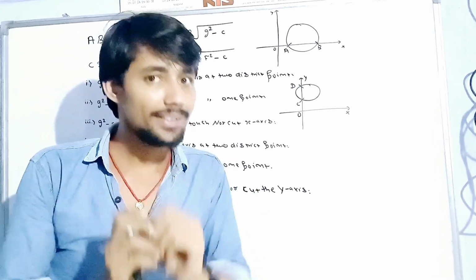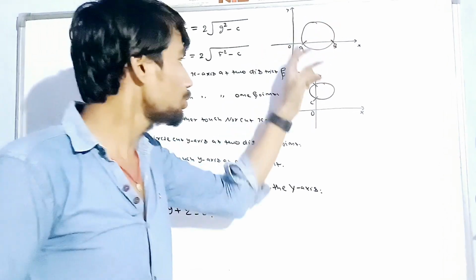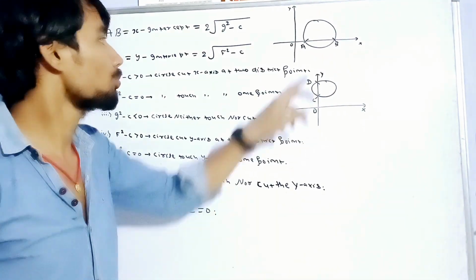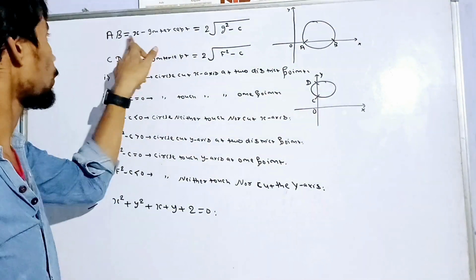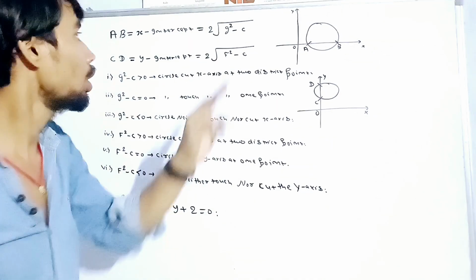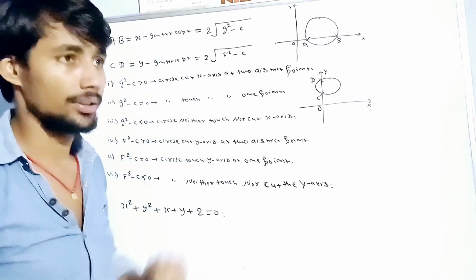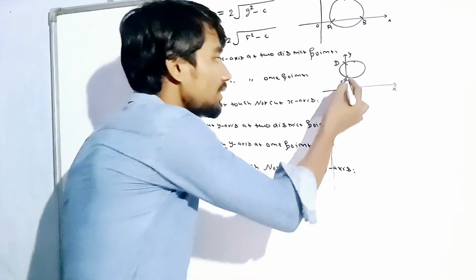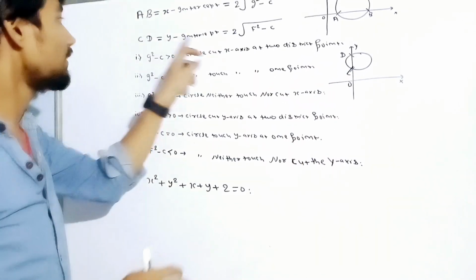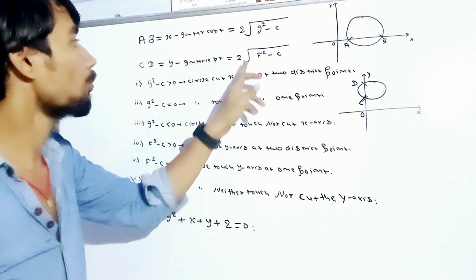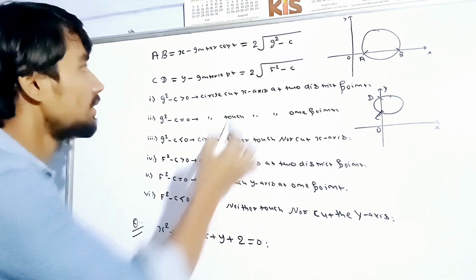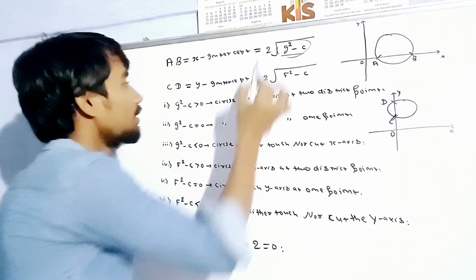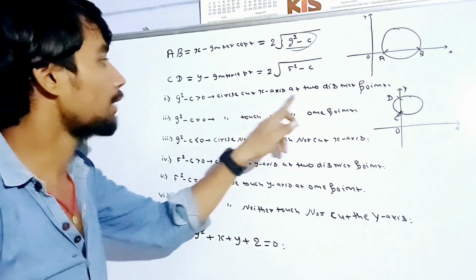Now we will discuss when the circle cuts at two distinct points of the x-axis. Let me assume that the points are A and B. Then AB is called the x-intercept of the circle and whose length is 2 times under root g square minus c. When the circle cuts the y-axis at two distinct points, let me assume that the points are C and D. Then CD is called the y-intercept and whose length is 2 times under root f square minus c. Then if g square minus c is positive, then the circle cuts at two distinct points.